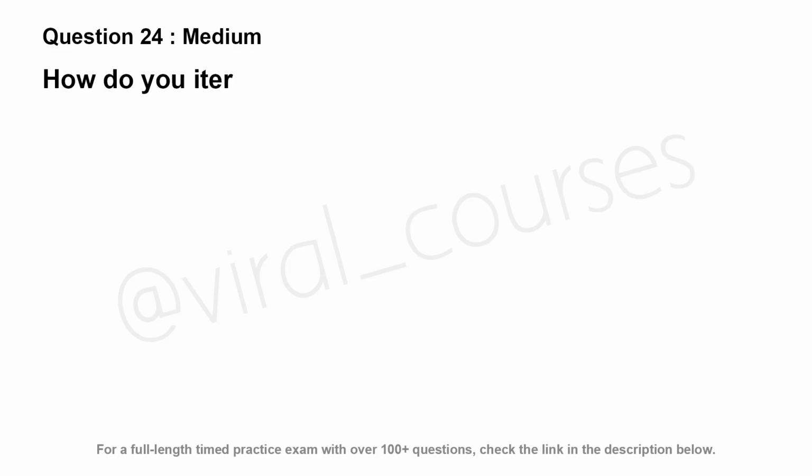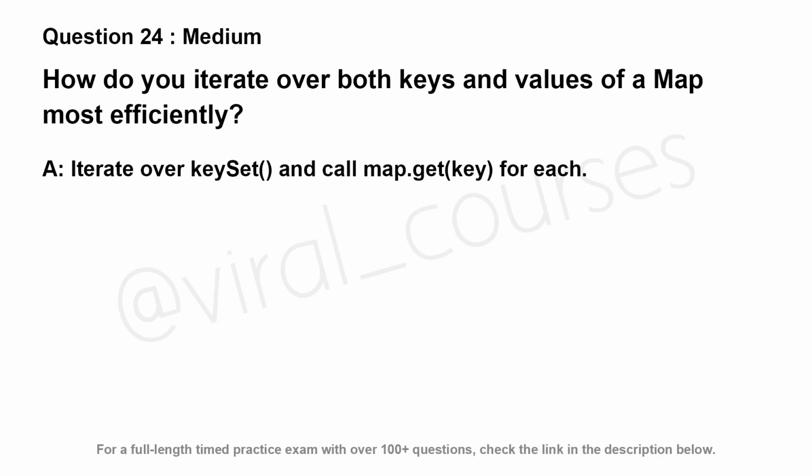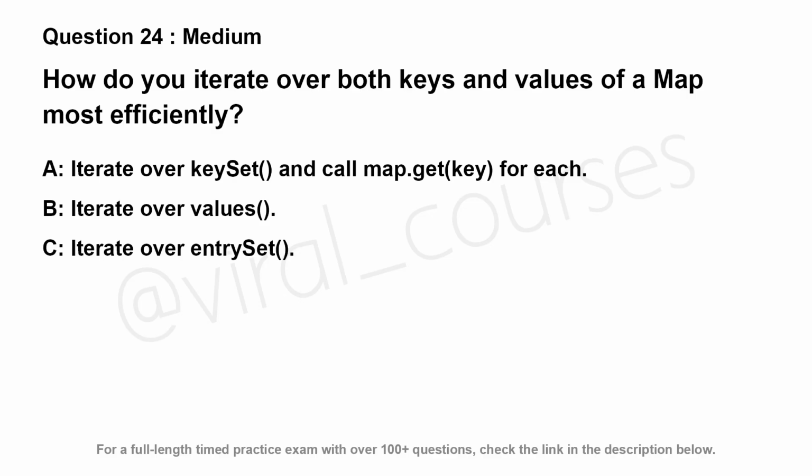How do you iterate over both keys and values of a map most efficiently? Option A. Iterate over keySet and call map.get(key) for each. Option B. Iterate over values. Option C. Iterate over entrySet. Option D. Use a for loop with a counter.